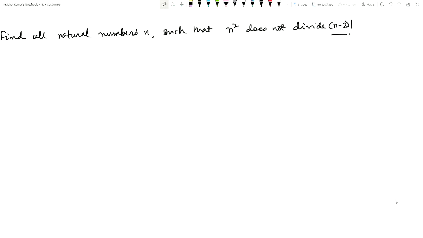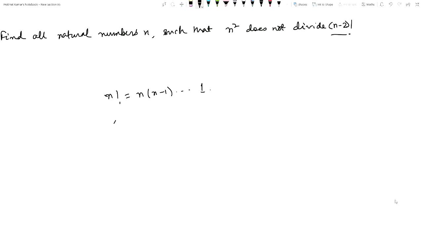Hi, in this question, we want to find all natural numbers n such that n squared does not divide (n minus 2) factorial, right? So what exactly is a factorial? A factorial is a continued product from a specific number down to 1, right? So what if we want to calculate n factorial? What do we need to do? n factorial will be the product from n to n minus 1 till we arrive at 1, right?